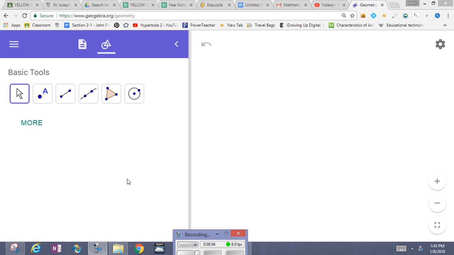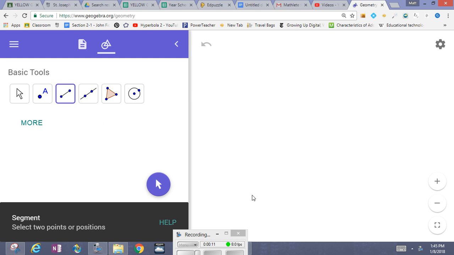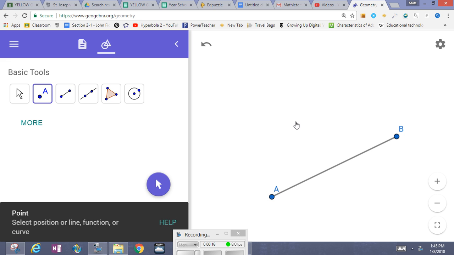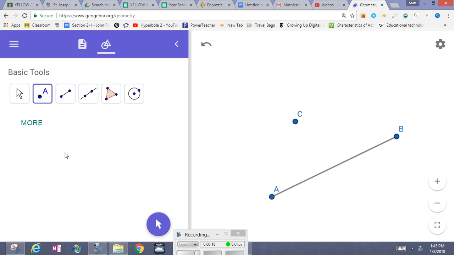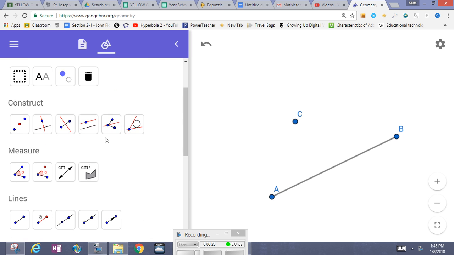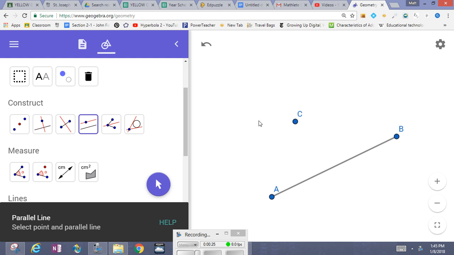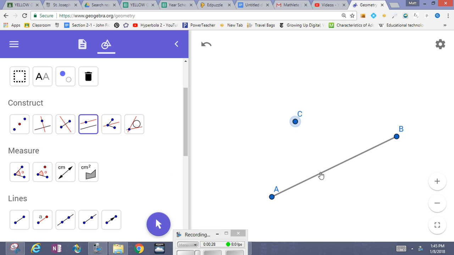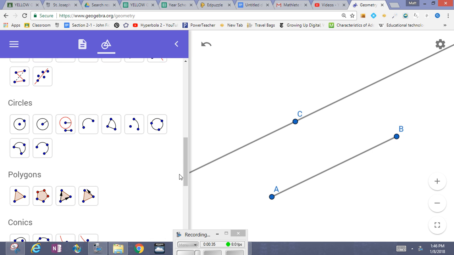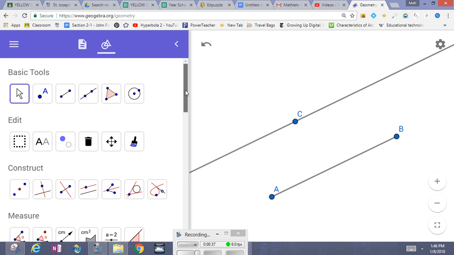Alright guys, we want to talk about the trapezoid mid-segment in this video. So let's go and construct a trapezoid. Remember, for construction we need a segment, and we need a point not on that segment, which we'll call point C. Then we need to construct a line parallel to AB going through C. And then we need to put a point on that parallel line, using the point on object tool.